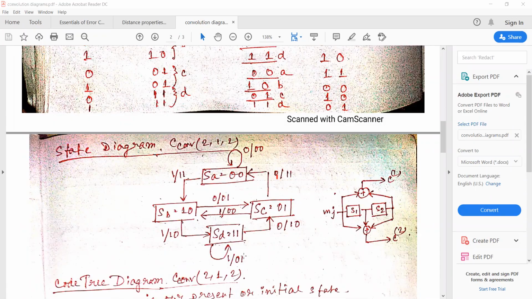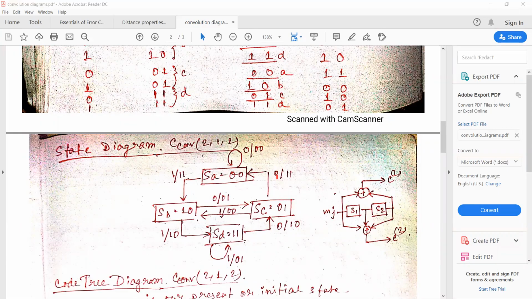Okay, so SA, SB, SC and SD are all present states. When I'm coming from a present state to the next state as the same present state, that means we are starting from SA and we are ending up at SA. So a self loop is being used, and this is the corresponding condition. That means 0 is the input and 0 0 is the output.